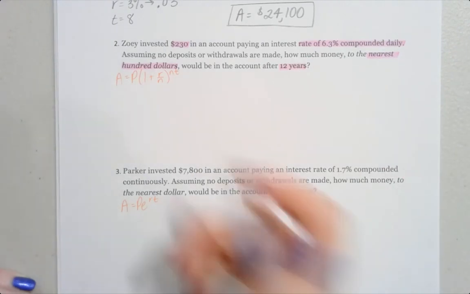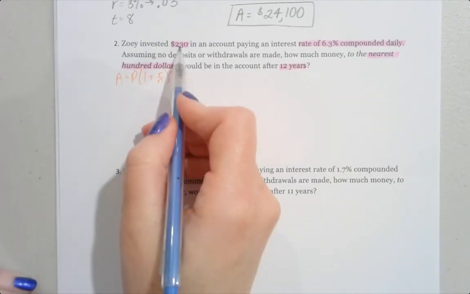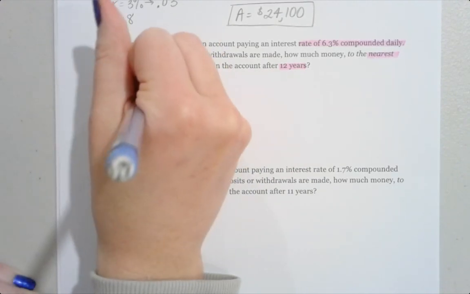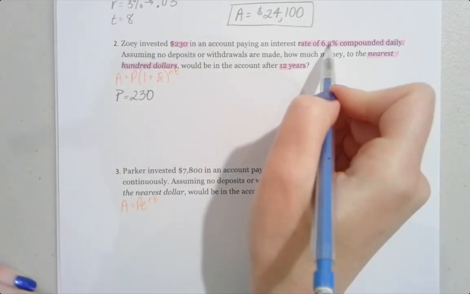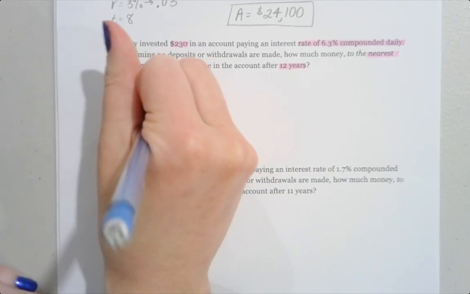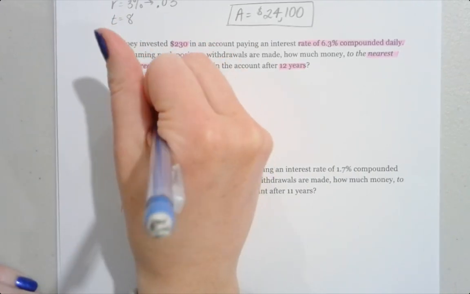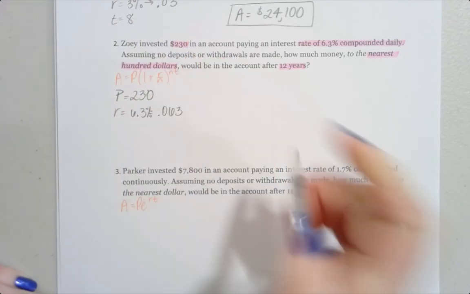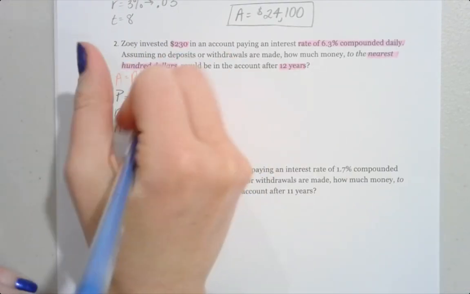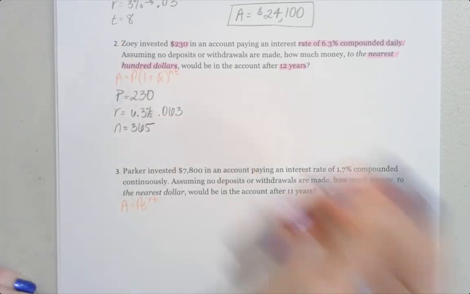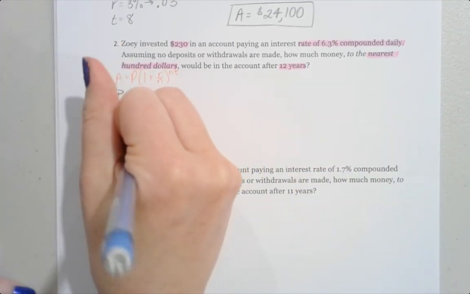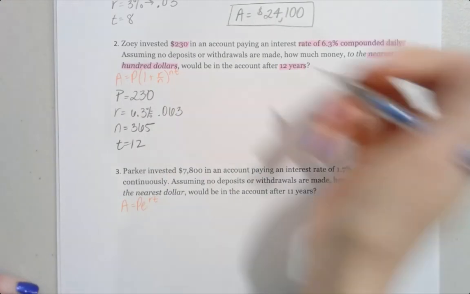So let's go ahead and write everything down that we need here. So $230 is the initial amount that she's putting in the account. Remember, that's your principal. We've got a rate of 6.3%. If we turn that into its decimal form, we're going to have 0.063. It's compounded daily, so that is our N, number of times, daily, 365 days per year. And then for 12 years, that's our time. So now we can go ahead and plug this all in.